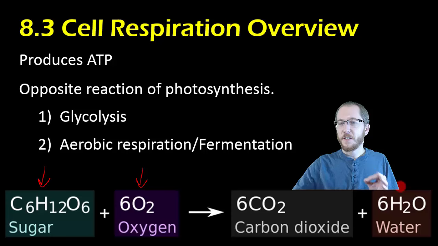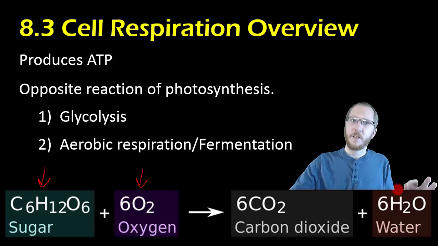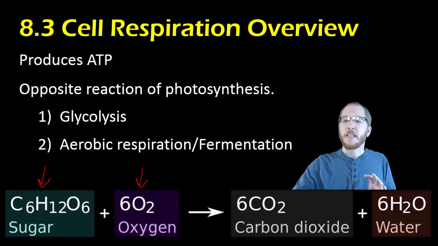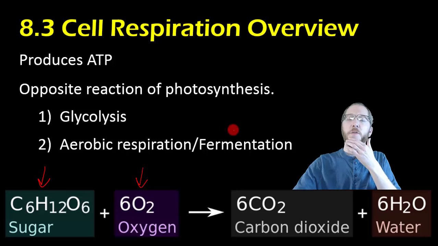Remember, that's what photosynthesis needed. So these guys are kind of like a cycle. You know, the reactants of one are the products of the other, and the products of one are the reactants of the other. So you're going to use this to get these products, which can then be used for photosynthesis.